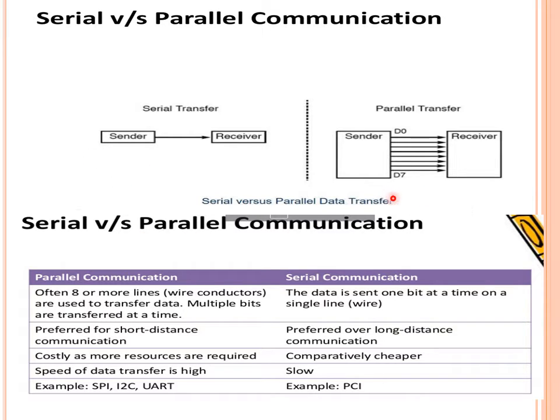Parallel communication is costly as more resources are required. Serial communication is comparatively cheaper. The speed of data transfer is high in parallel communication, whereas in serial communication the speed is slow. The examples of parallel communication are SPI, I2C, UART. In serial communication, the example is PCI.